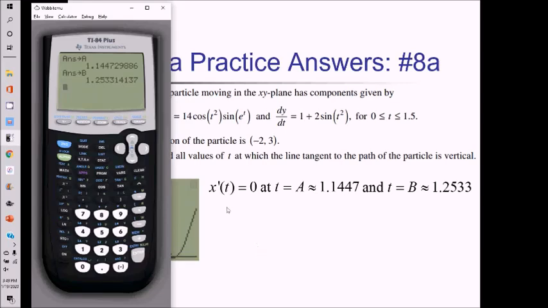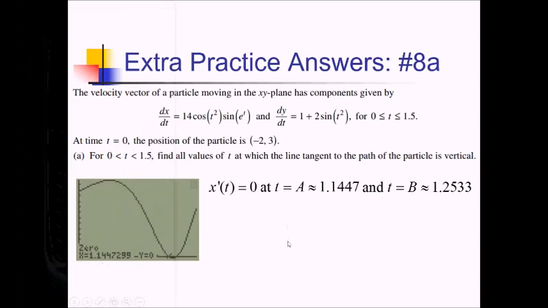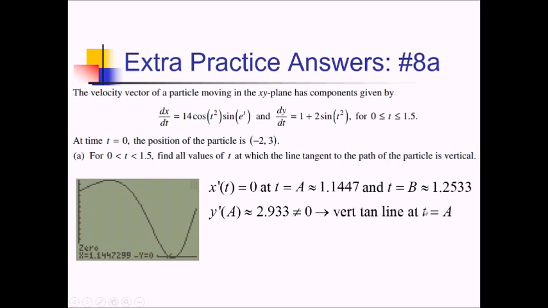So at this point, I need to plug both of these values into y prime here, which I've stored in my y2, to see whether or not they equal 0. So let me do alpha trace and pull up y2. That's my y prime again. I'm going to plug in alpha A there, that first intersection I found, and that comes out to about 2.9326 and some change. The important point here is that it's not 0. That means that we do have some vertical movement, so we do have a vertical tangent line at t equals A, which we already spelled out what that is.